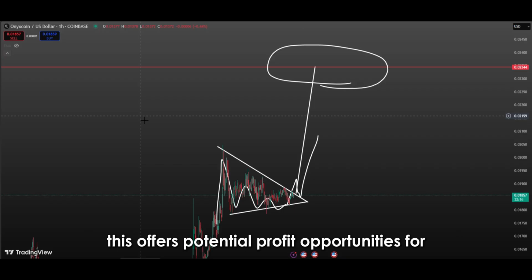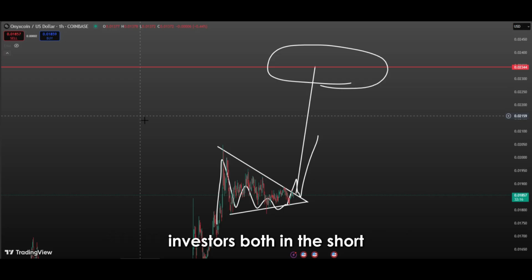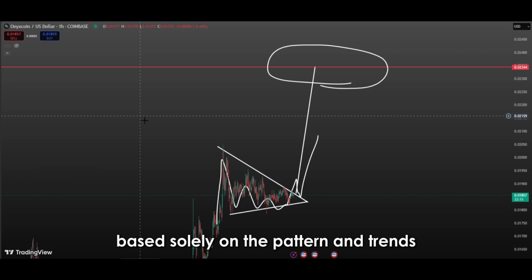This offers potential profit opportunities for investors both in the short and medium term. But we can't make decisions based solely on the pattern and trends. Let's take a look at other metrics as well.